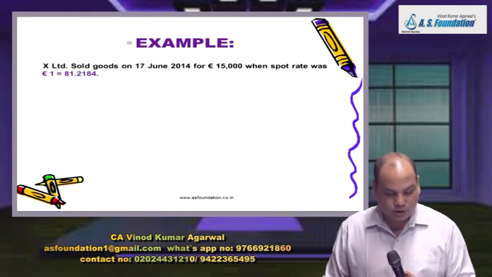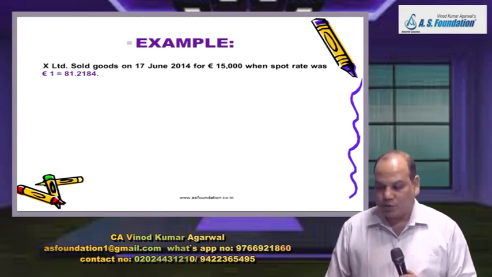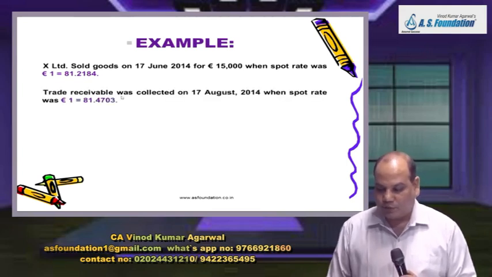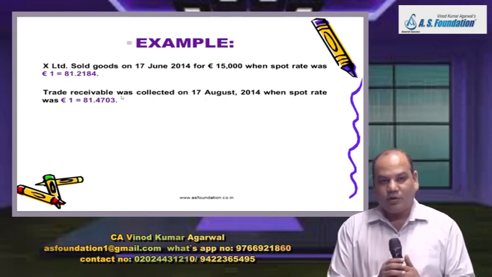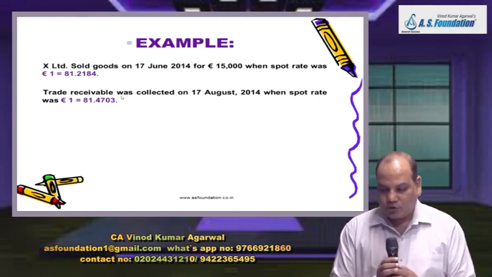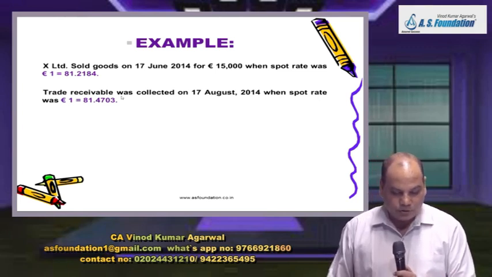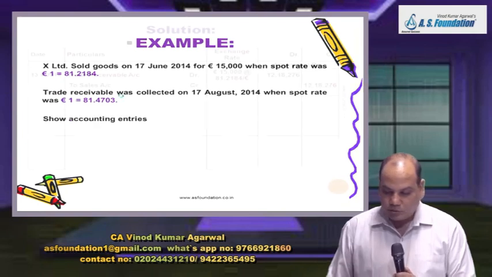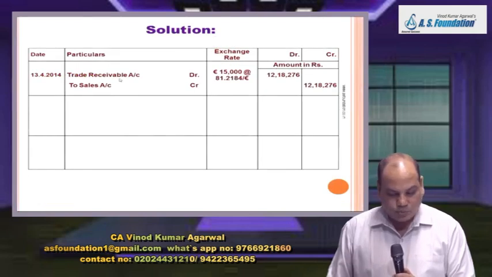One more question quickly in the same place. X Limited sold goods on 17 June for euro 15,000. Spot rate is 81.2184. Trade receivable was collected on 17th August. Spot rate is 81.4703. Show the accounting entries. So first we will book the sales. Trade receivable account debit to sales account.